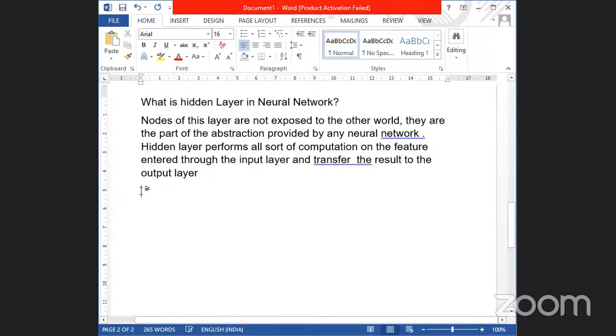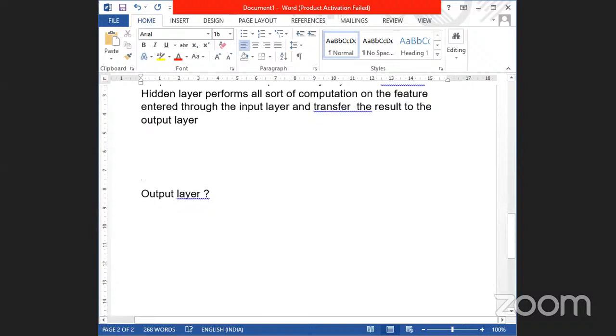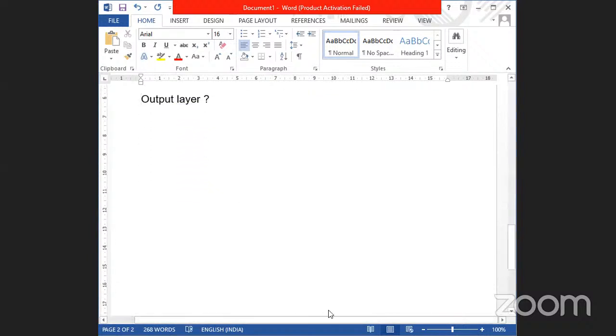Okay. So what is the output layer? So the output layer brings the information learned by the network to the outer world. Like this, it is simple.